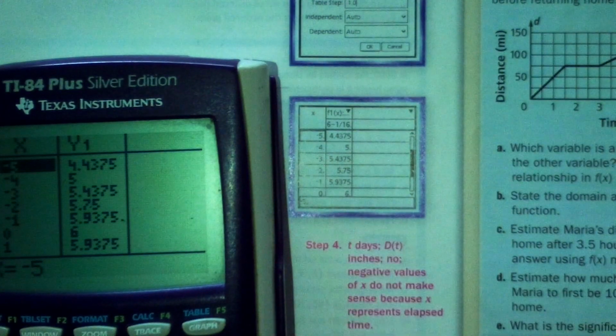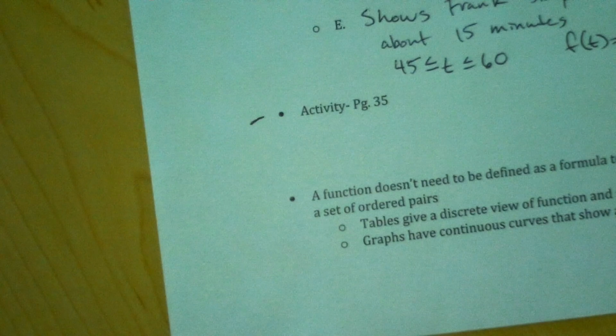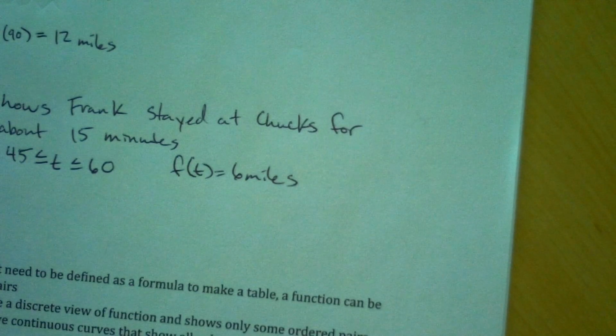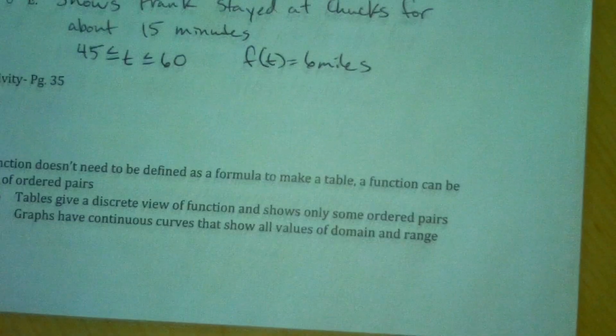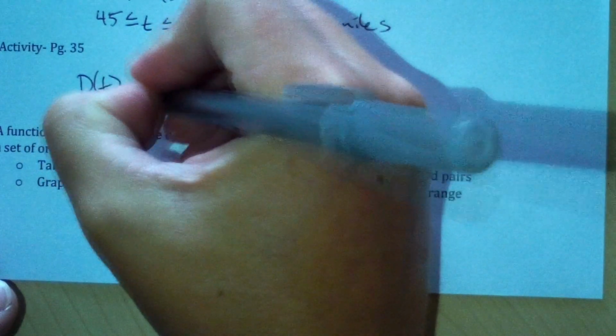So then we can skip down to step 4. Values in the x column represent which variable in the problem? Looking back to our formula there, we had d of t is equal to 6 minus 1/16 t squared. Looking at the numbers in our list here, what does the x represent? It would be the t, right? So the x would be like our time values here.